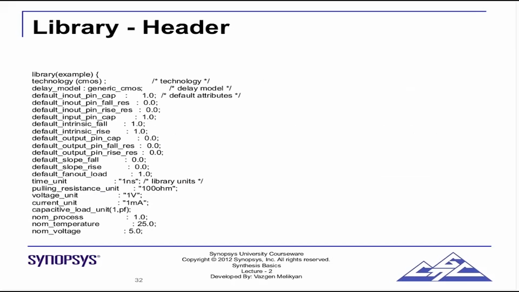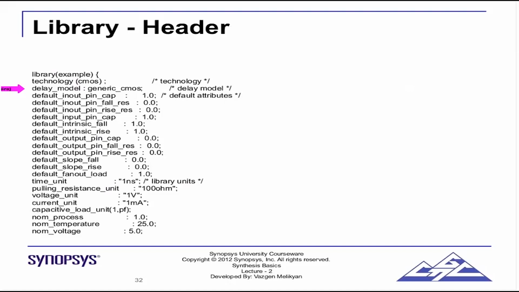So this is a library header. The library always starts with a library syntax, which is the name of the library. Technology tells us what type of library this is. So the technology is CMOS. The delay model tells us what type of delay model we are talking about. I'll go deeper into this again in following slides.